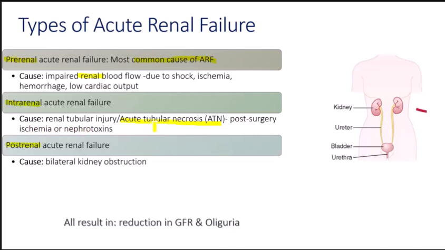And then post-renal, you can think of as after the kidney compared to pre, so the problem is after. In this case, there would be some state where bilateral kidneys, so both kidneys, are obstructed, leading to failure of the kidneys. In any case, though, all three of these types of renal failure are going to result in a reduction in glomerular filtration rate and a reduction in the production of urine, oliguria.